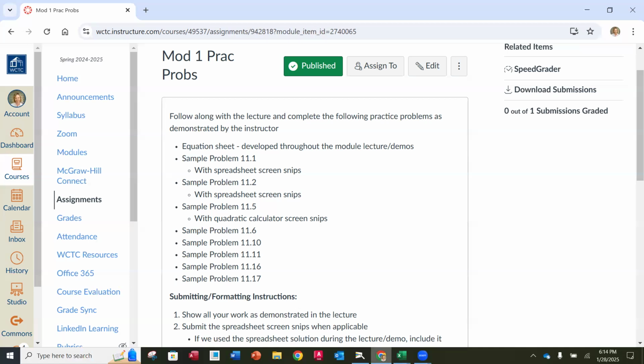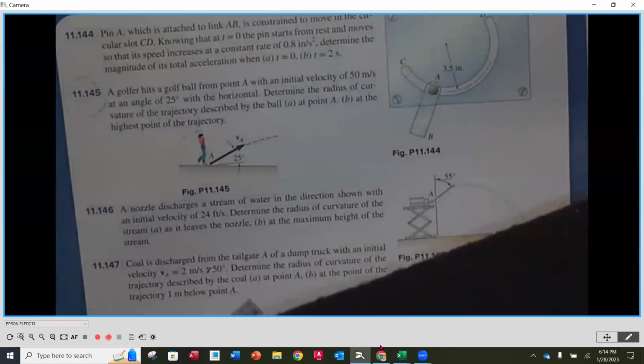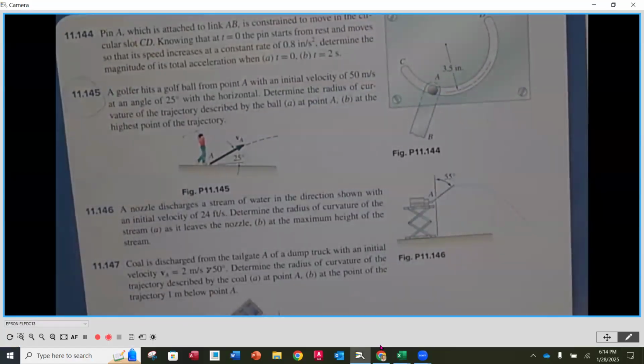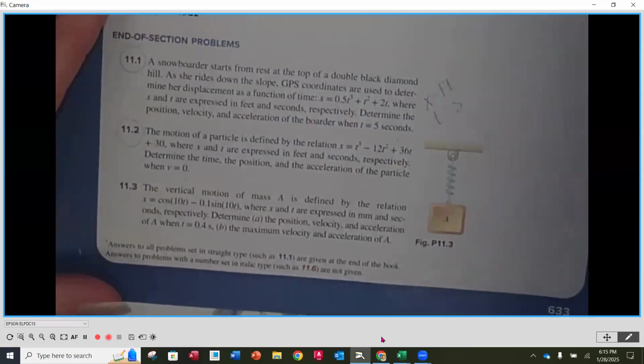So if we go to, underneath and we look at problem 11.1, just kind of remembering back to the beginning of our class, sorry, here we go. So for instance, we go underneath here, 11.1.